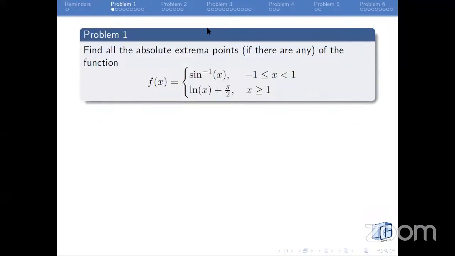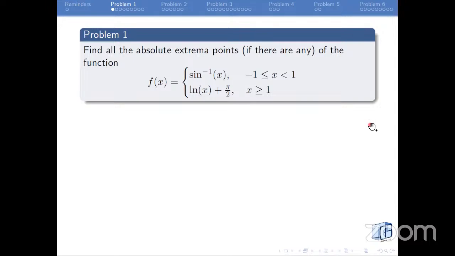Okay, so we have the first problem. Problem 1, find all the absolute extrema points if there are any of the function f of x equals inverse sine of x for x from -1 to 1, -1 included and 1 excluded, and ln of x plus pi half when x is greater than or equal to 1.